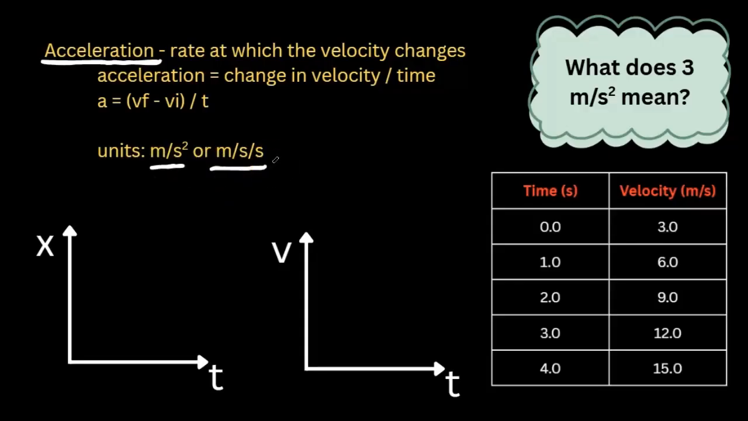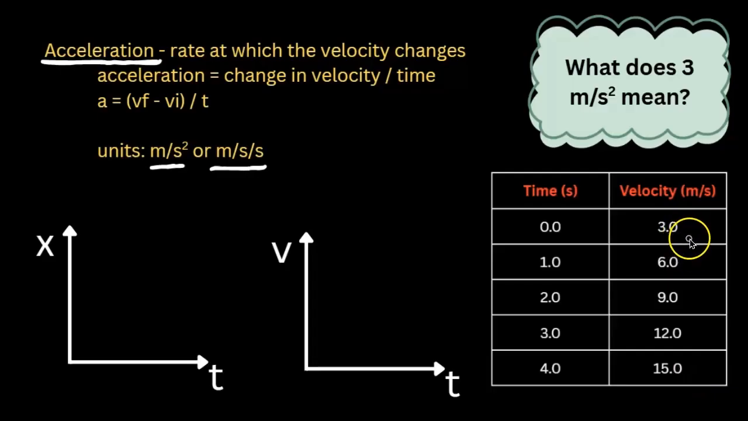But you might wonder, what does meters per second squared mean? So let's use the example of 3 meters per second squared. What does that mean? Let's take a look at this table right here, where we have velocity data. You'll notice that we start out at 3 meters per second. And 1 second later, it's 6 meters per second. 2 seconds later, it's 9 meters per second. 3 seconds later, it's 12 meters per second. 4 seconds later, it's 15 meters per second.